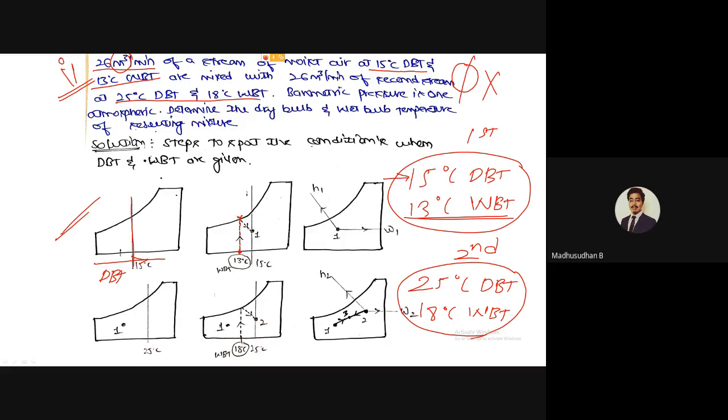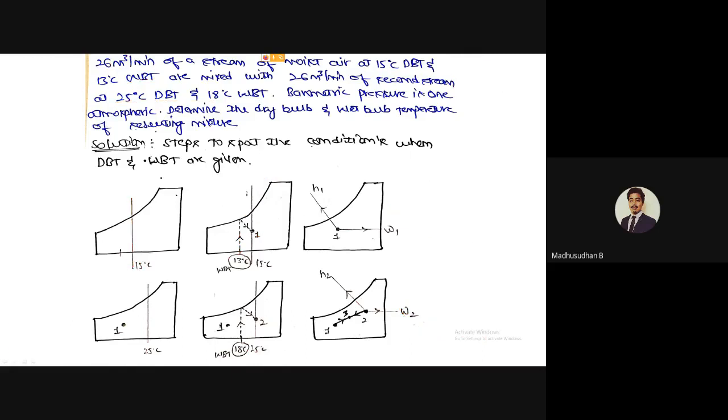From that curve, you have to trace the isoenthalpic line till it cuts your initial 15 degrees Celsius line. That particular point will be marked as state 1. Getting it? That is how we will be tracing. Once you have got state 1, you can construct so that you will get the values of H1 and omega 1.